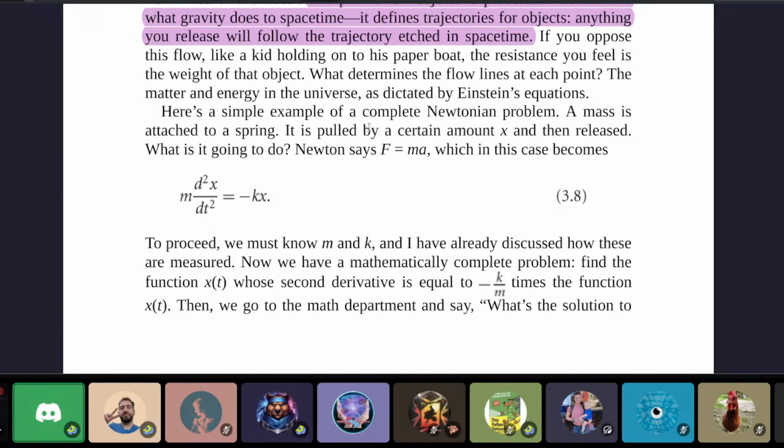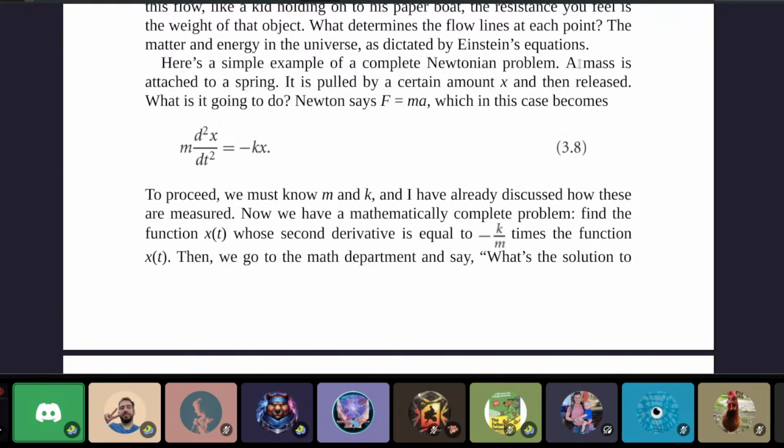Here's a simple example of a complete Newtonian problem. The mass is attached to a spring. It is pulled by a certain amount x and then released. What is it going to do? Newton says F equals ma, which in this case becomes m times the second derivative of x, the acceleration, really. So that derivative is equivalent to k in the spring problem.